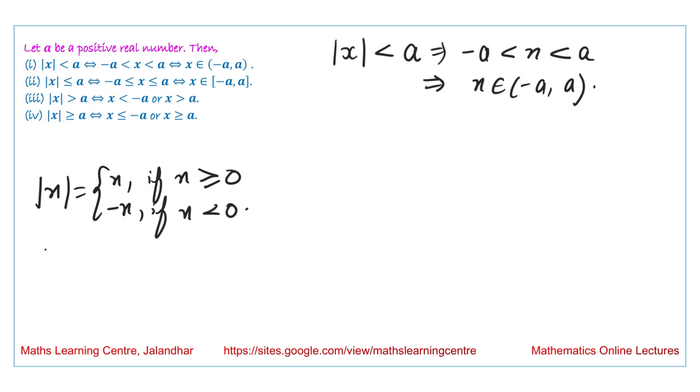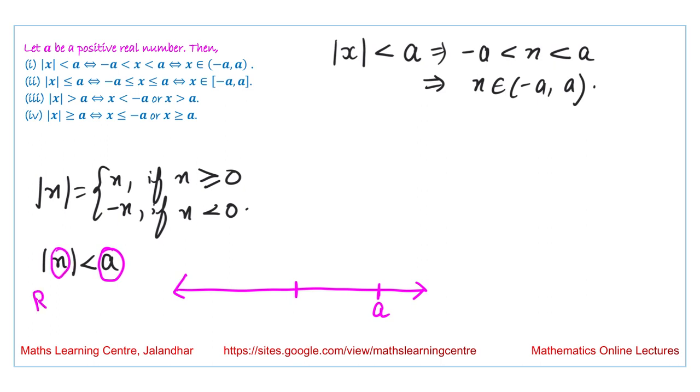So if I am talking about mod of x is less than a, and I try to plot these points on the number line, suppose this is the number a. We are interested in all those real values x belonging to R such that mod of x is less than a, which means that the distance of x from 0 should be less than a.